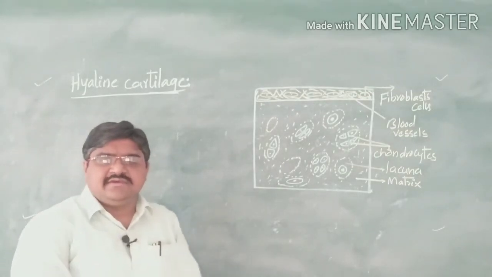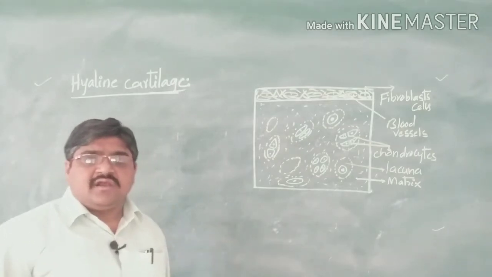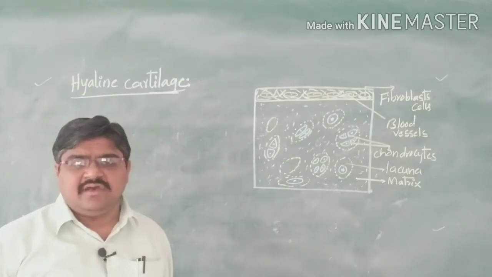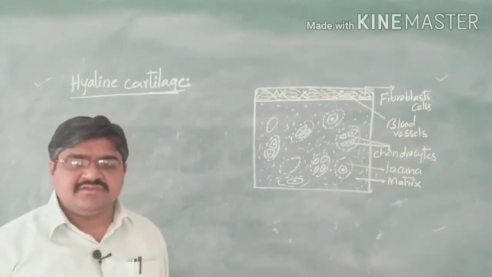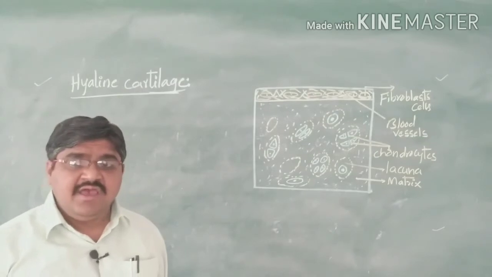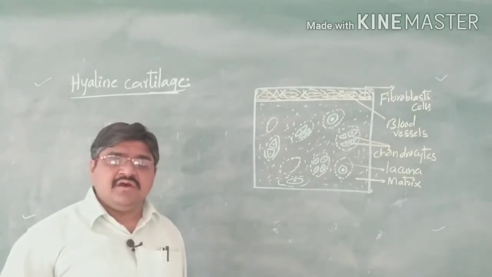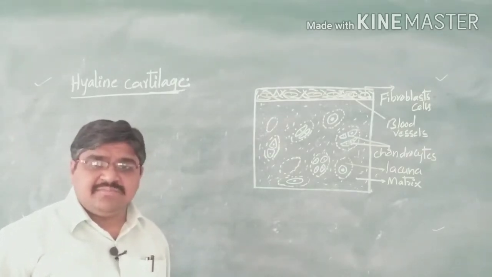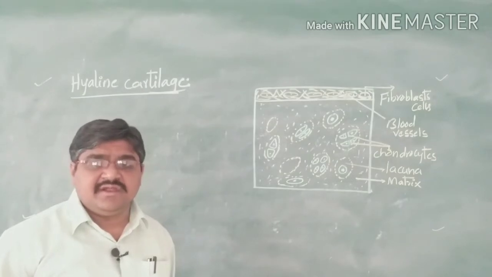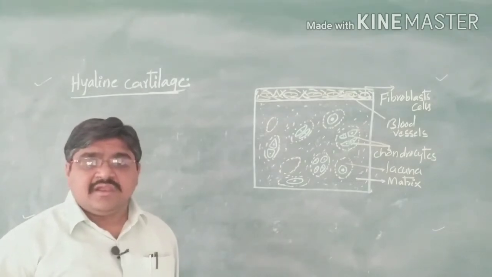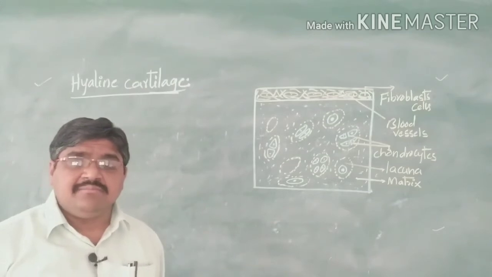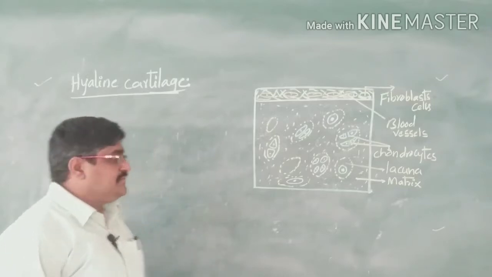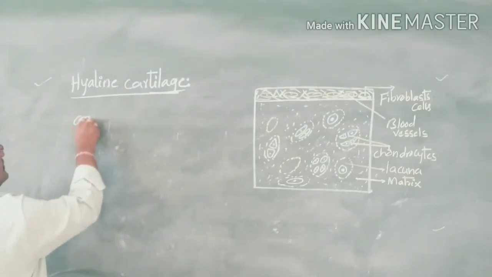Cartilage is a semi-rigid, tough layer, a tough and semi-rigid structure present in vertebrates. In adult vertebrates, the cartilage is replaced by the vertebral column.